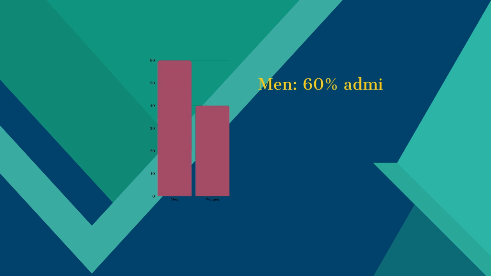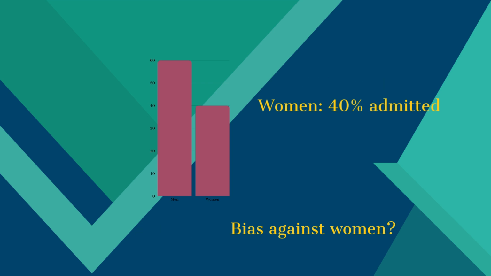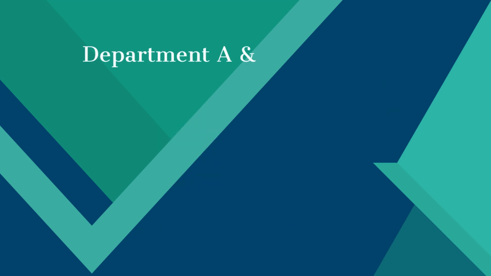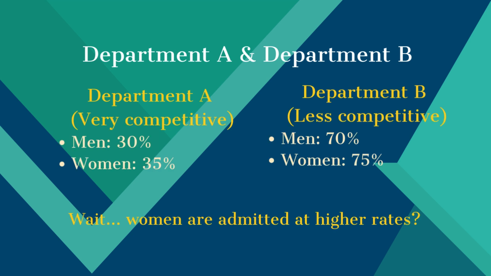Imagine a university looks at its admission data. Overall, it seems that men are admitted at a much higher rate than women. You might immediately think gender bias causes rejection. But wait, when you break down the data by department, you find that women were actually admitted at a higher rate than men in almost every single department.